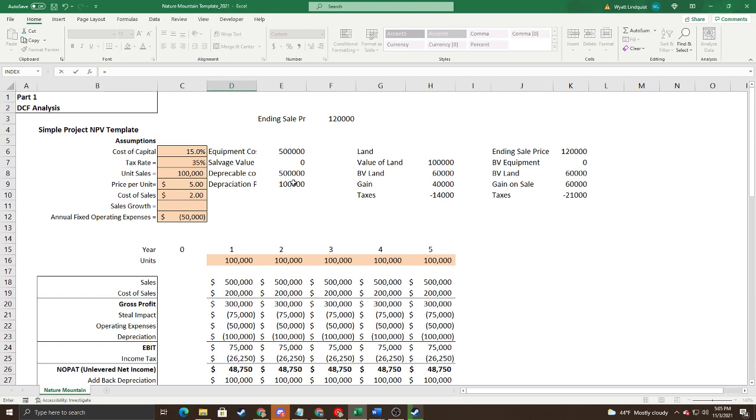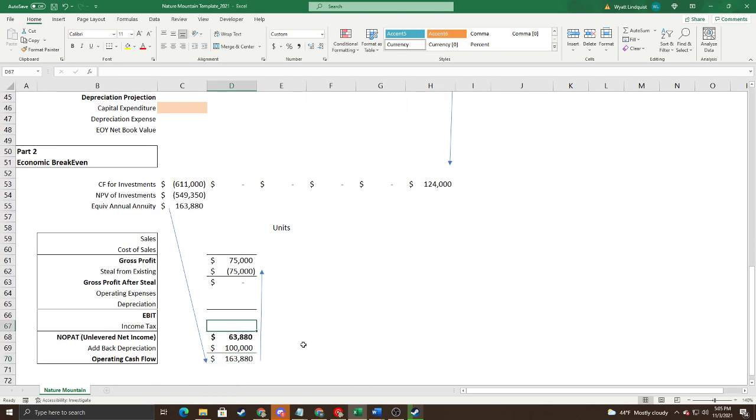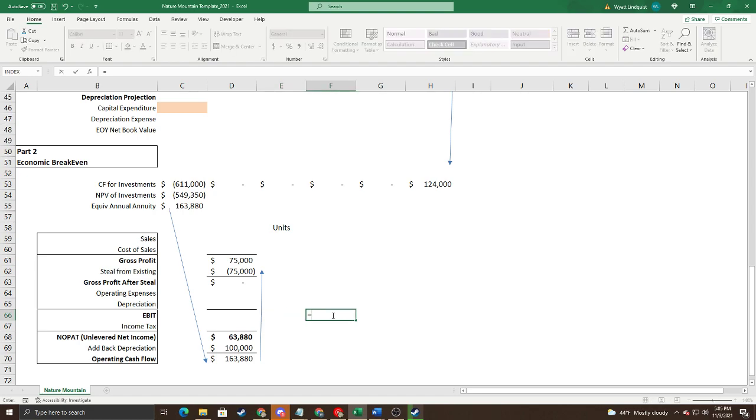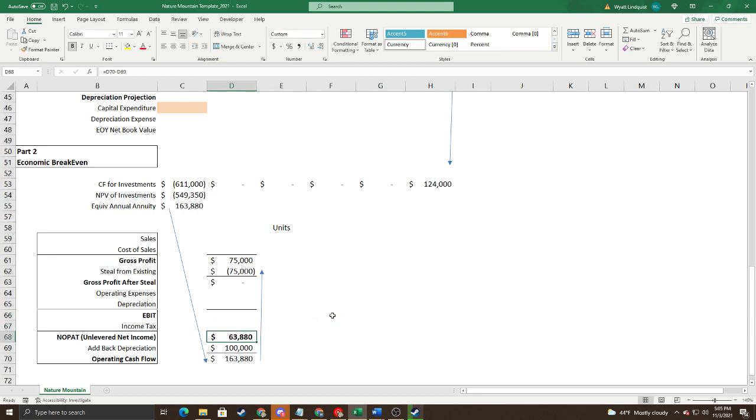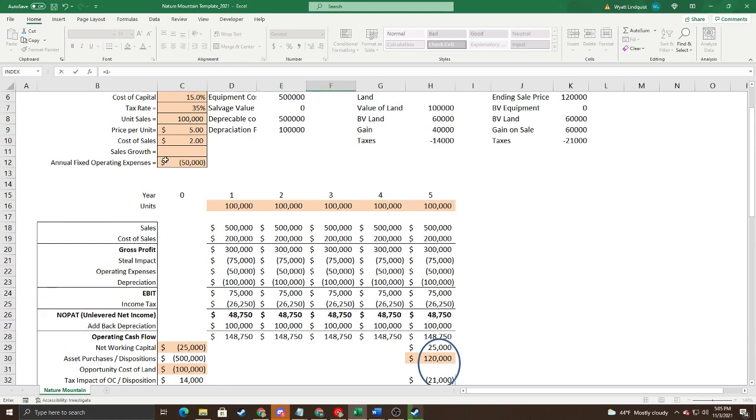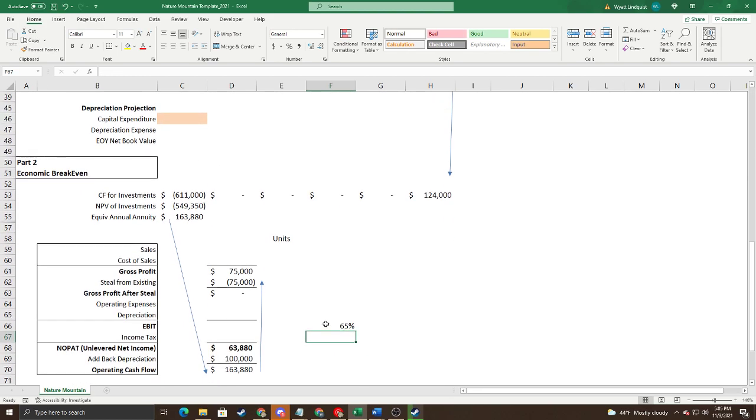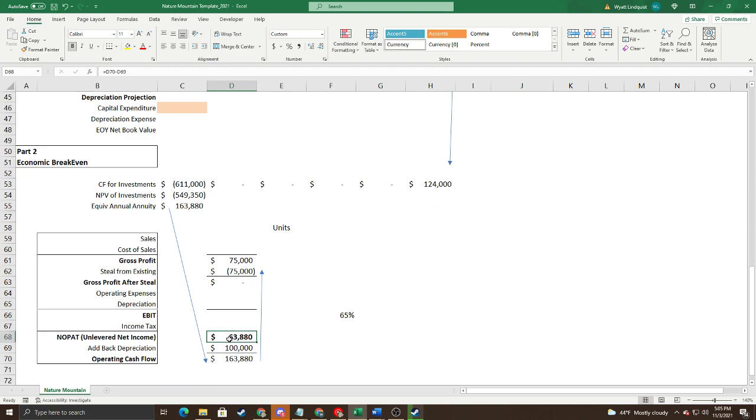So that's going to be depreciation. Boom. Then we're going to get our income tax. But income tax is actually hard to calculate, so we're not going to do that. Instead, what we're going to do is we're going to calculate our earnings before income tax. So we know that our NOPAT is going to be 1 minus the tax rate. So, boom, which is 65%. So we know that this is going to be 65% of our earnings before income tax.